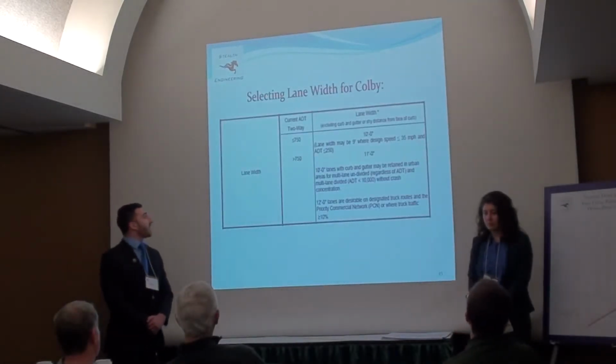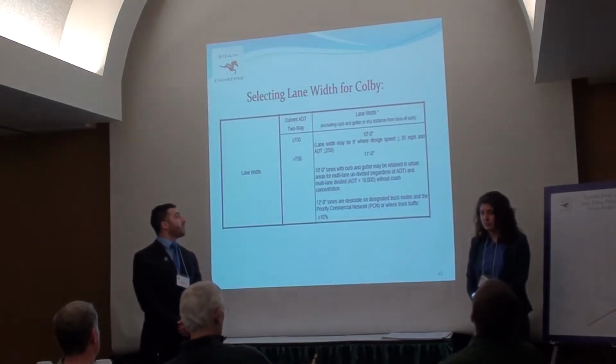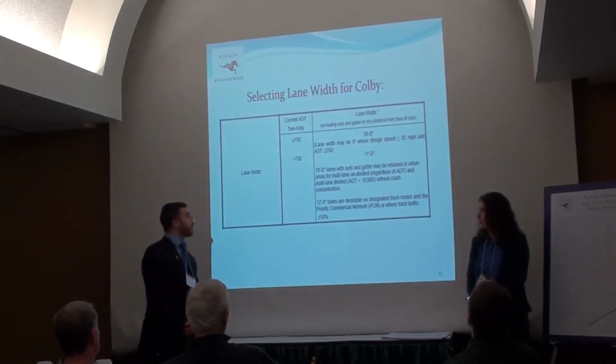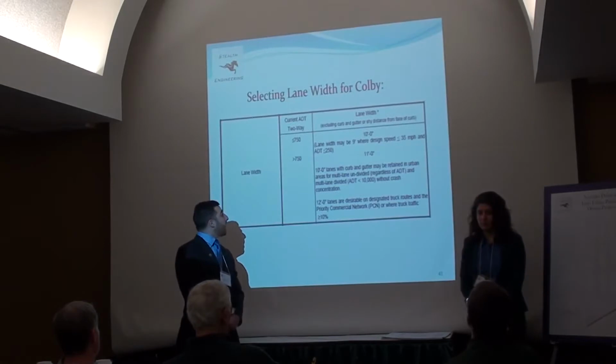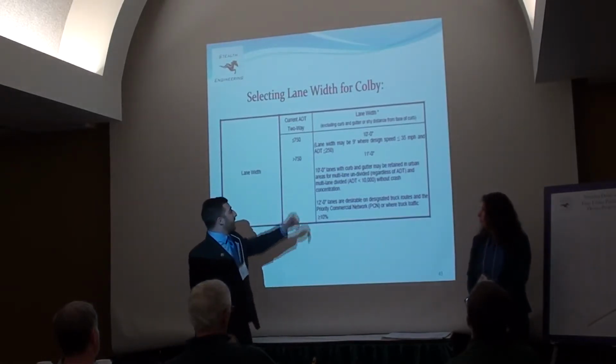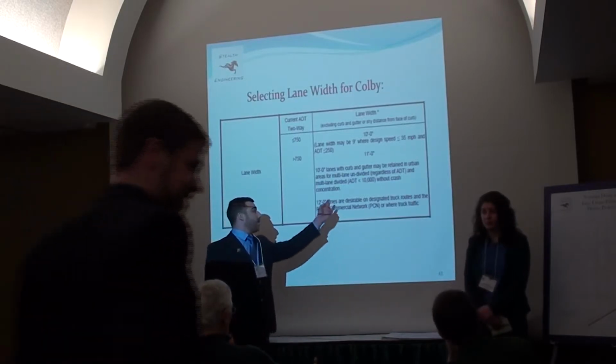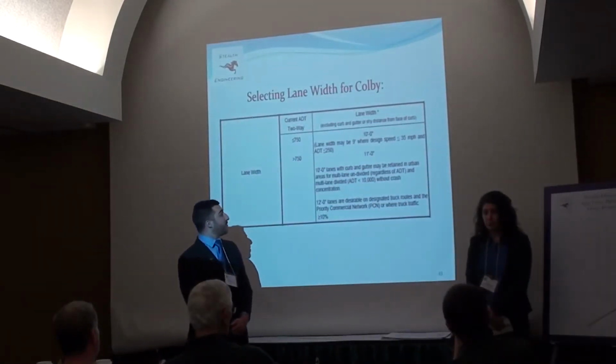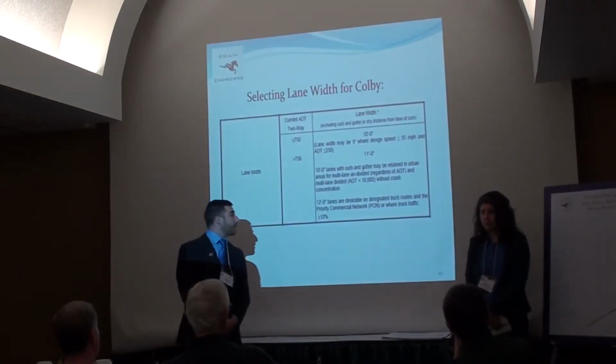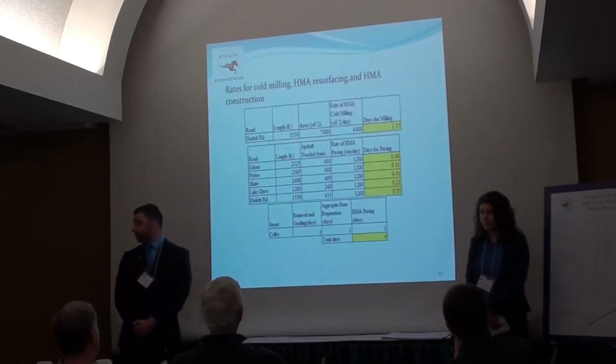Okay, so just justifying our selection for the lane width of Colby Street, which is to be constructed with HMA. We decided to incorporate 10-foot lanes with curb and gutter, and that's on the basis of current average daily traffic volume and the type of road that Colby Street is.